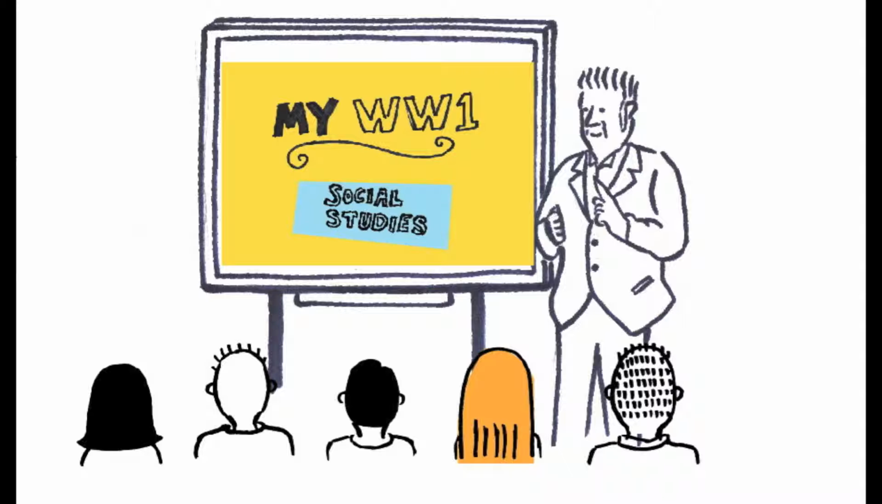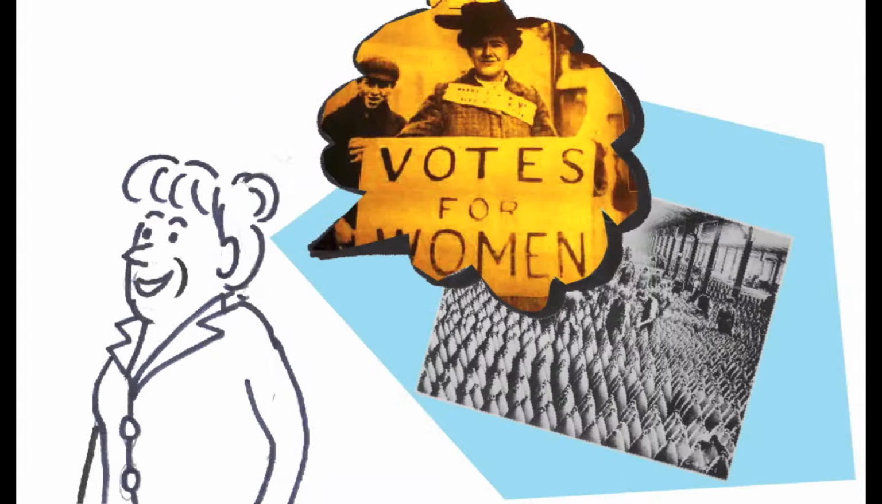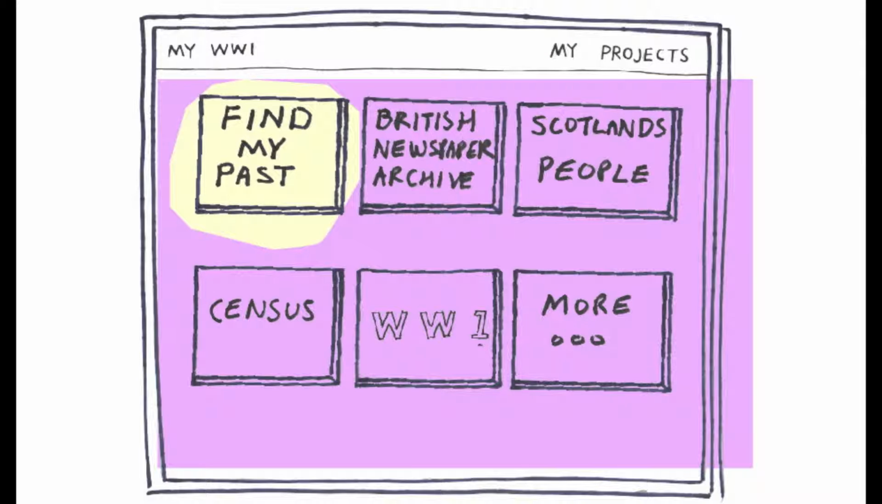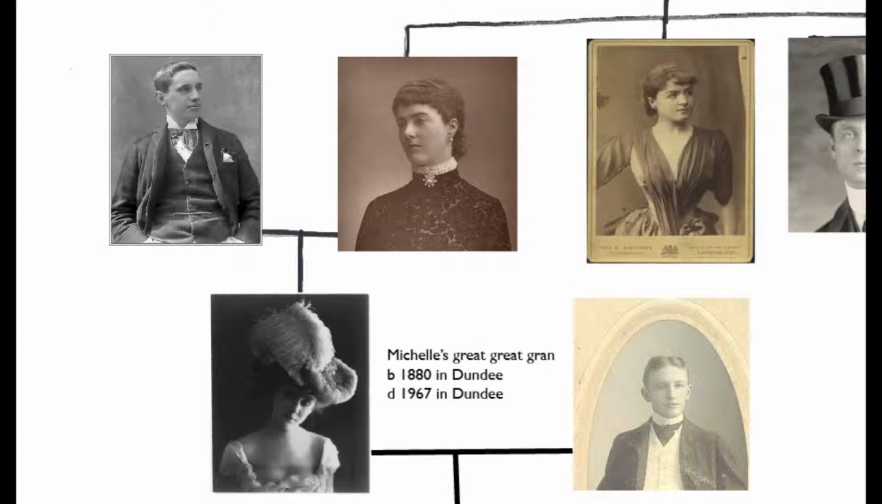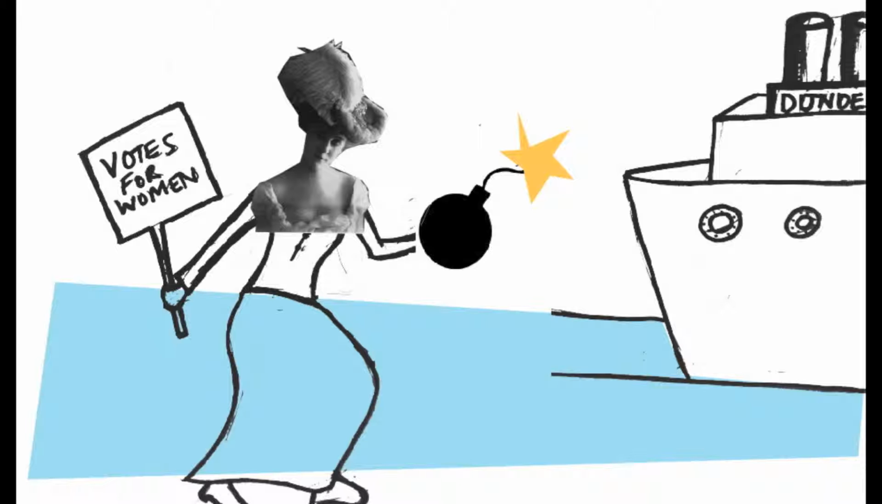Later on in social studies, we were asked to find a personal connection to the war. So for homework, I recorded my granny speaking about her granny. She was a suffragette and then worked in the munitions factory. In class next time, I used Find My Past to search her name and find out when and where she was born. In the British newspaper archive, there was an article about her being arrested before the war for trying to blow up a ship. It was so cool, but it was only after the war she got to vote.